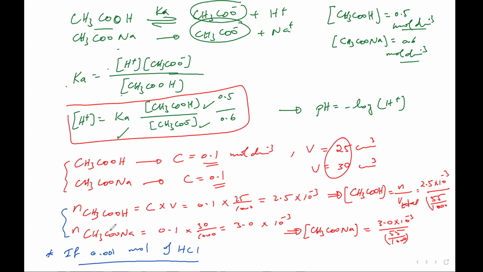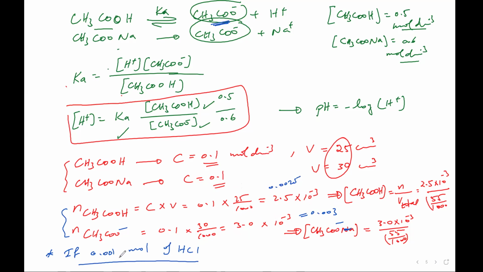And here either we say CH3COONa, but it's better to say here it's CH3COO minus. And here we have also the CH3CO minus. So what happens if we add 0.001 mole of HCl? As we said, the HCl will react with the ethanoate ion. So this means that here we have 0.003 and here we have 0.0025.